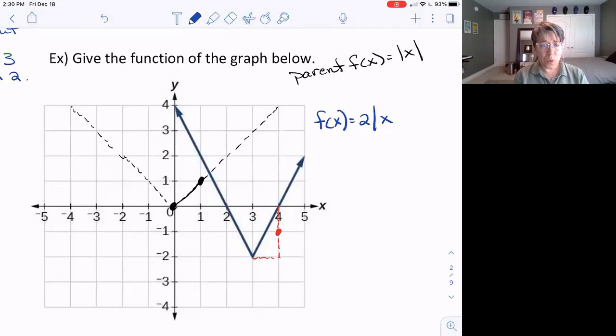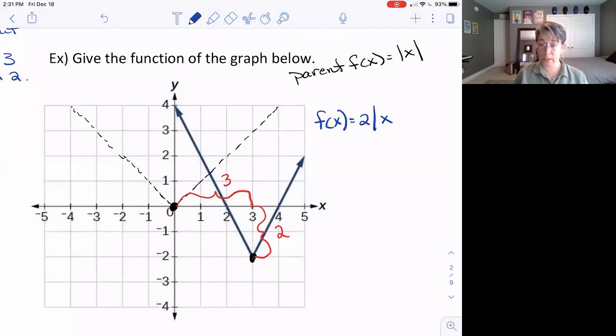And then we need to figure out if this has been shifted left, right, up, or down. So on this, I would again focus on points that we know. For example, the tip of that V and the tip of this V. How did we get from the origin over to (3, -2)? Looks like we have shifted to the right 3 units and down 2 units.